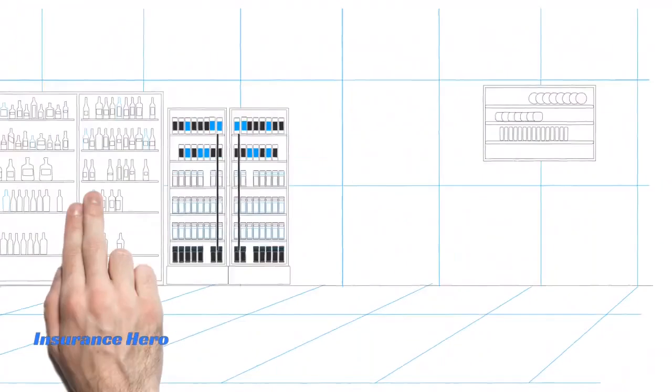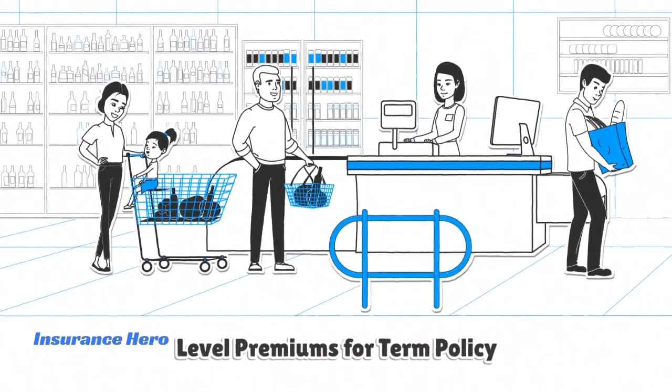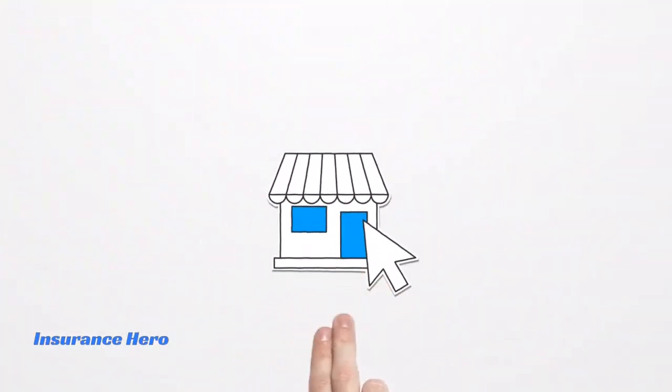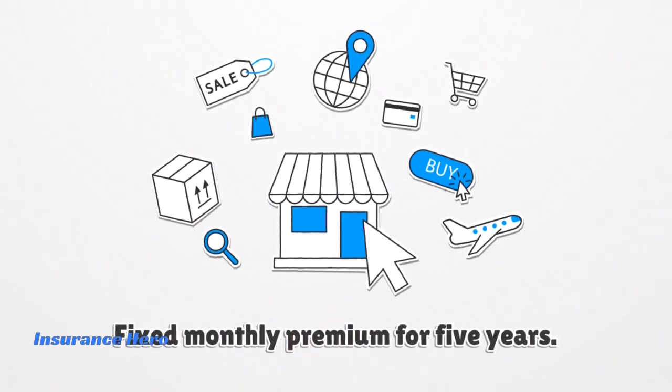When you buy a term policy, the premiums are usually level for the duration of the term. So, if you buy a 5-year term policy and pay monthly, your premium will be the same each month for all 5 years.